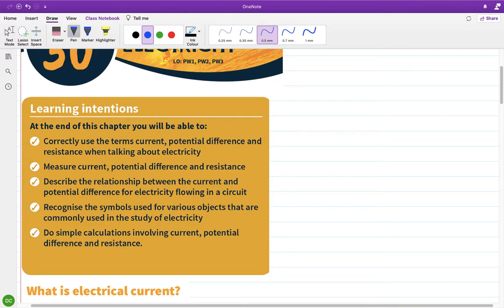So correctly use the terms current, potential difference, and resistance when talking about electricity. So today we're going to concentrate on current and potential difference and the terms. We're also going to talk about how we measure current and potential difference, and we will move on to resistance then. The relationship between current and potential difference is something you're going to figure out.